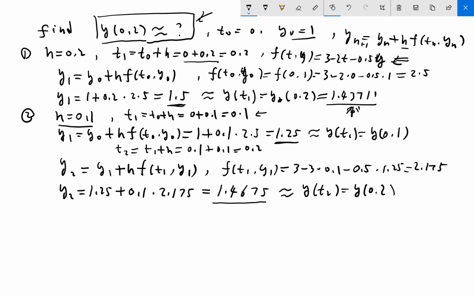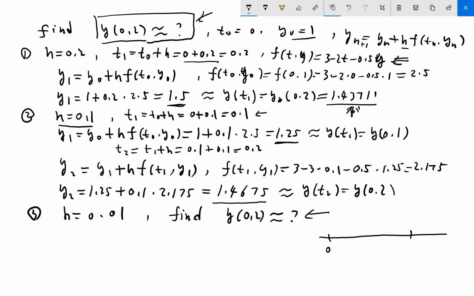For example, if you let h equal to 0.01, we still want to find the same thing. We want to approximate y evaluated at 0.2. So if you want to use Euler's method to find this one, then think about that. How many steps do we need to go? Here is 0, say here's 0.2, say here's 0.1. Then this is 0.01. So you need to go 20 steps.